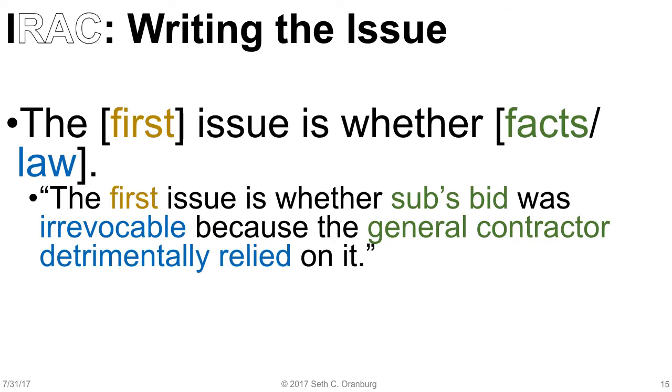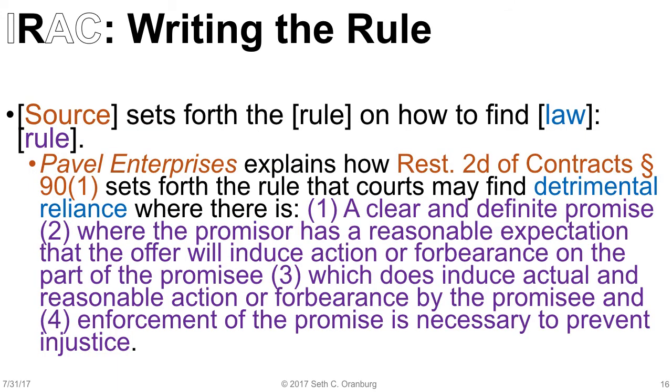Let's get specific and actually go through this process, starting with the issue. I would suggest writing the issue sentence in the format of, the first issue is whether these facts create this law. For example, the first issue is whether the sub's bid was irrevocable because the general contractor detrimentally relied on it. So we've sort of set this up now. We know what the law we're talking about is. We've identified very briefly some of the parties. And in this one short sentence, we've shown that we have spotted the issue at hand and we're prepared to deal with it. So we'll next write the rule.